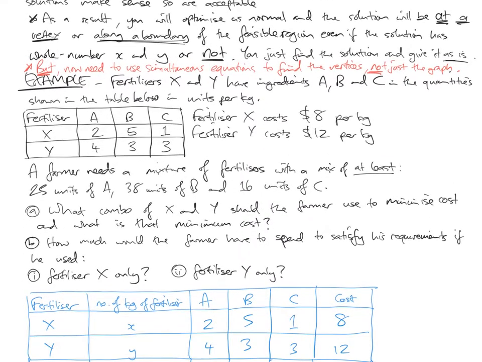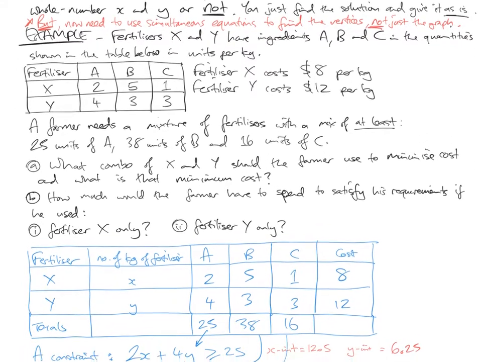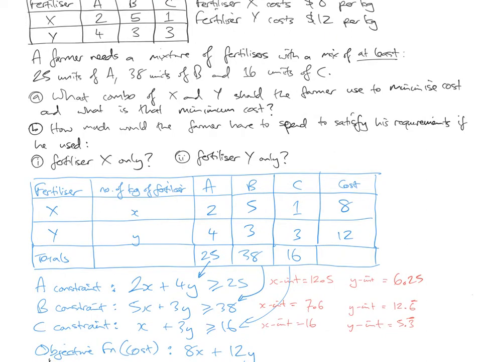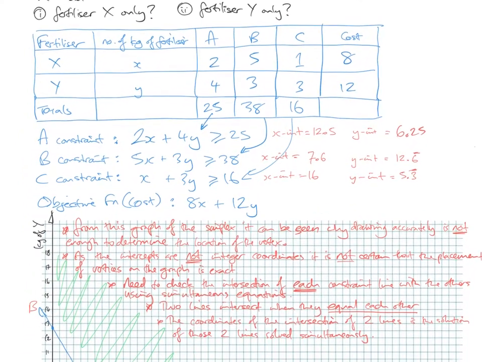A farmer mixes these fertilizers X and Y, and that mix needs to contain at least 25 of A, 38 units of B, and 16 units of C. What combination of X and Y fertilizers should the farmer use to minimize their costs, and what is that minimum cost going to be? How much would the farmer have to spend to satisfy his requirements if he used fertilizer X only, or fertilizer Y only? So a few parts to this question, but the main thing we're going to focus on is part A, because the other two parts come off easy once you've done that.